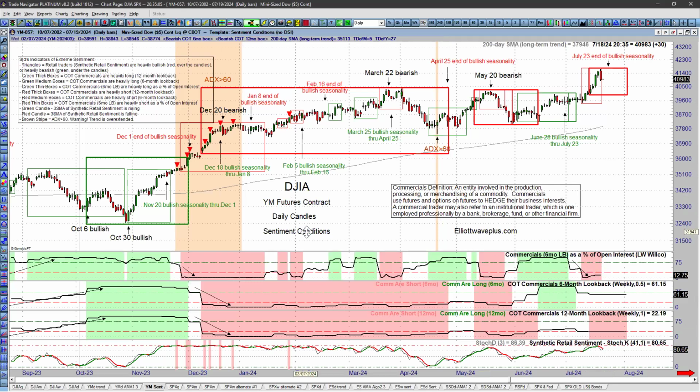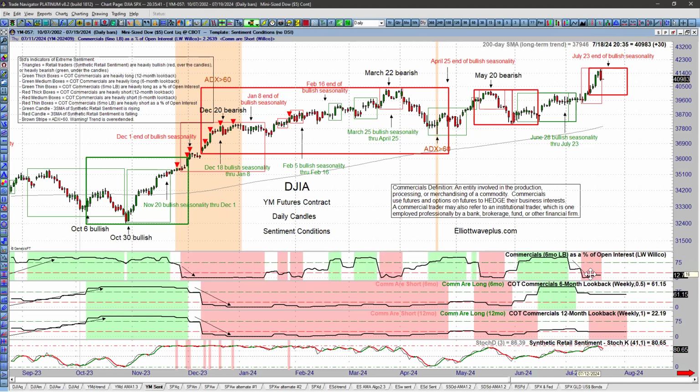The thing that's different about the daily sentiment conditions is that it has three different ways to measure commercials positioning. One is as a percent of open interest. So this is a Larry Williams concept. He showed how to code this in Trade Navigator in a book about 20 years ago. So there it is. What that basically means is that that's a very fast acting commercials positioning indicator. It's the fastest one that we can create.